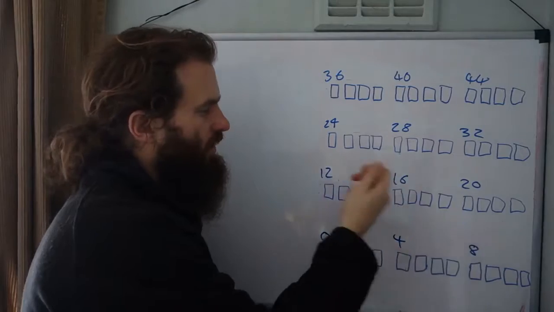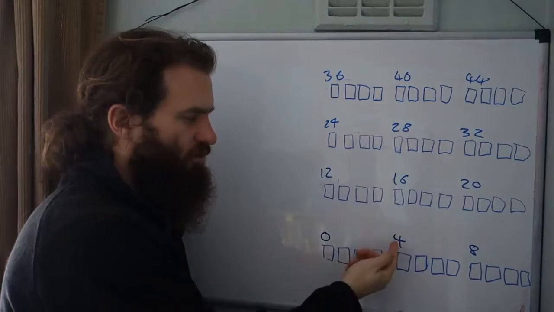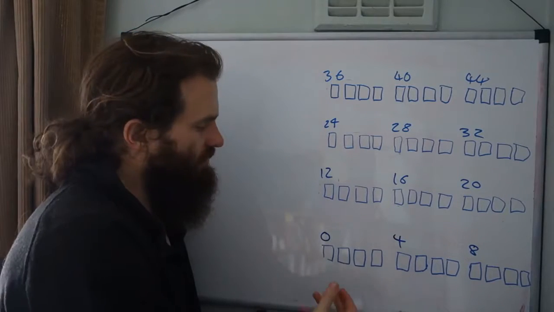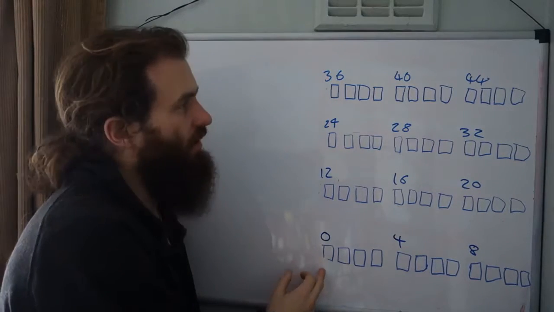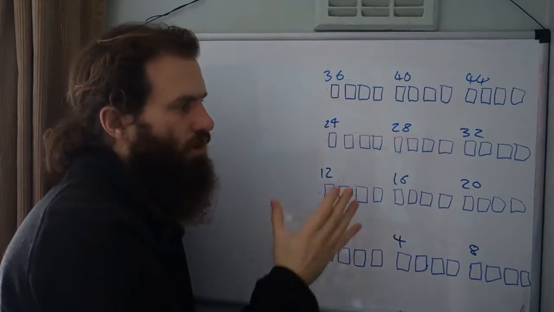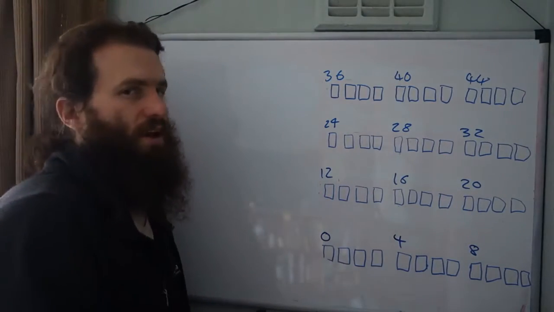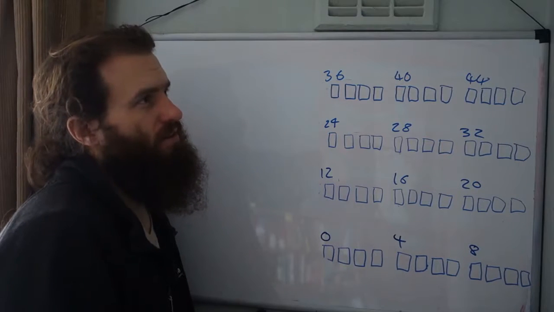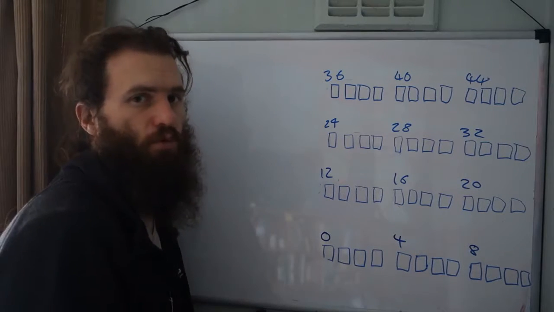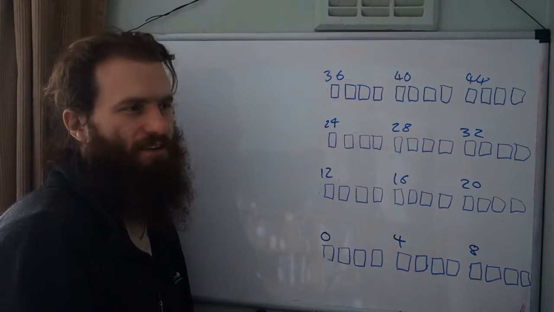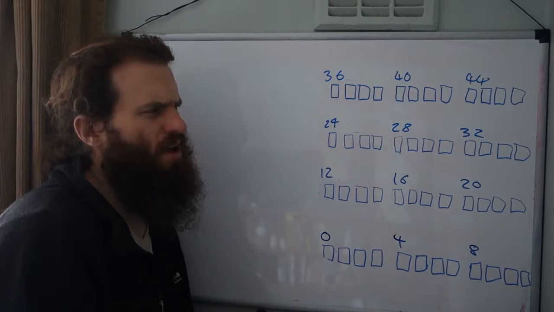So 0, 4, 8, 12, 16, 20. And that just corresponds to the number of bytes into our memory block. We've written this so that we start with the lowest memory address down here and the highest memory address, 44, up there. I've done this because this is typically how the program space or the memory space of a program would be written.